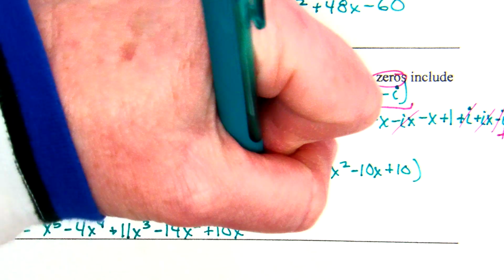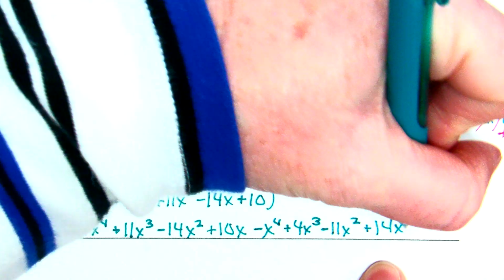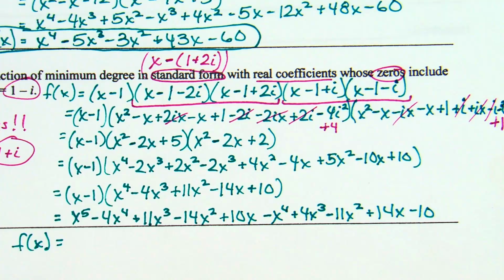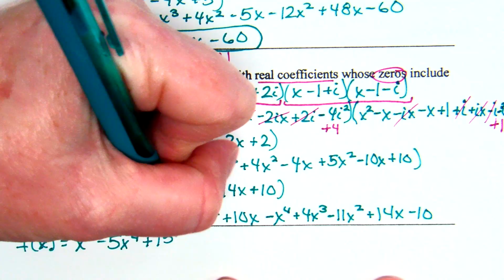Final answer. X to the 5th. Minus 4x to the 4th minus x to the 4th, minus 5x to the 4th. 11x cubed plus 4x cubed, plus 15x cubed. Minus 14x squared minus 11x squared, minus 25x squared. Plus 10x plus 14x, plus 24x minus 10.